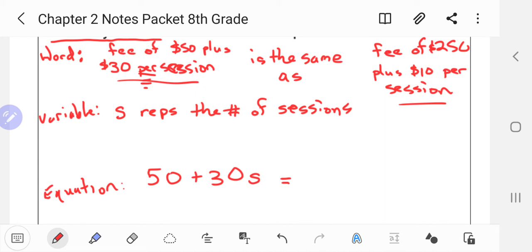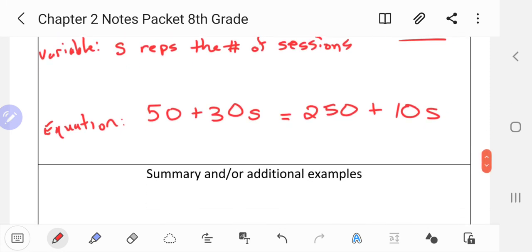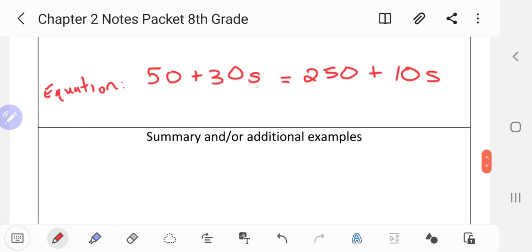Okay, and then for the new gym, it's a $250 fee. It just happens one time. We're not multiplying it by anything, and we're going to add to it $10 per session. You see Green's gym starts off with a much lower fee for the year, but then the sessions are pretty expensive. Whereas this new gym has a higher fee, but you don't have to pay as much for the session. So which one's better? Well, the question is, for what number of sessions will this be the same price? And that's what we're going to solve now.